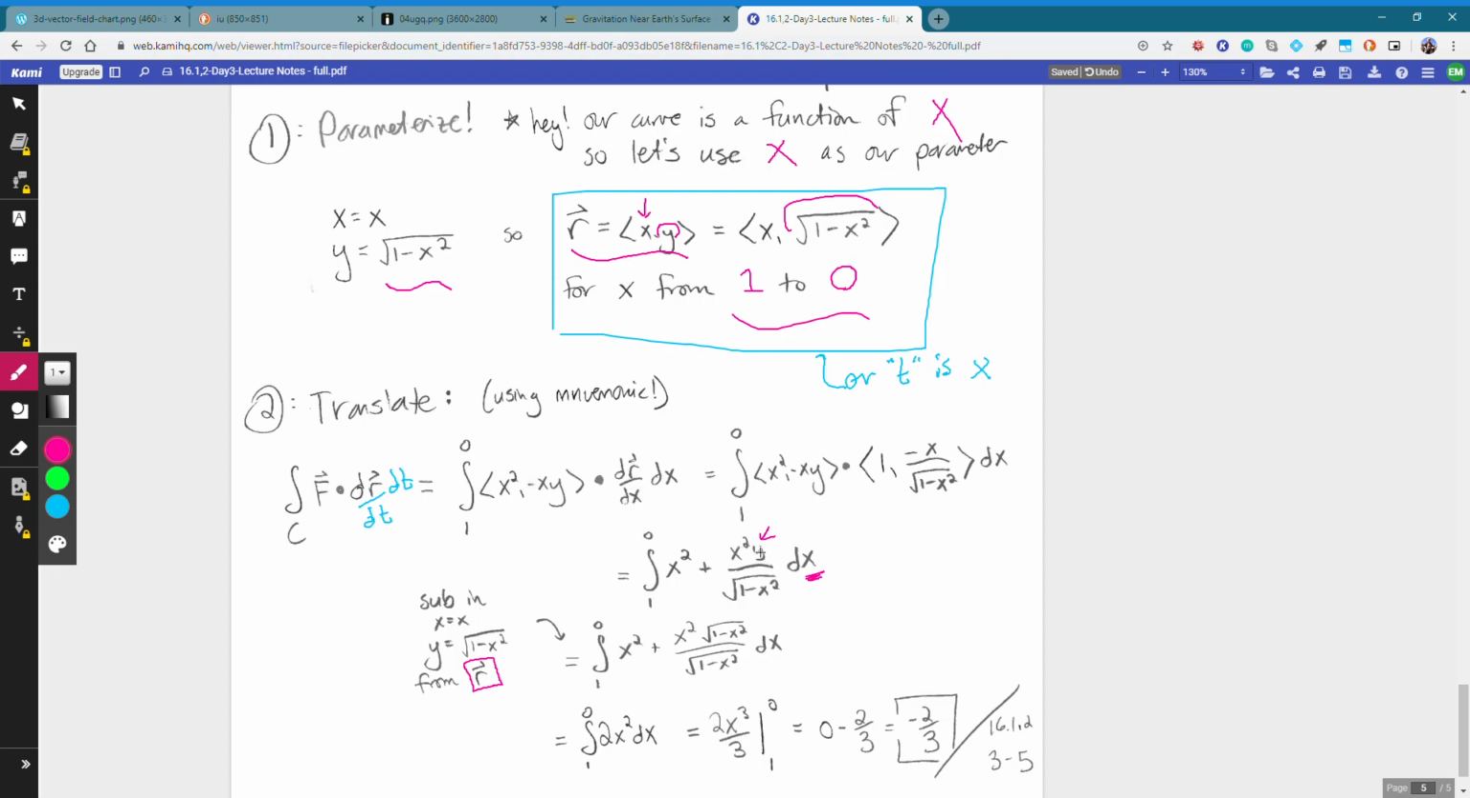And so making that adjustment, y becomes root 1 minus x squared, and notice, very happily, that cancels out with the square root in the denominator. We're left with x squared plus x squared, so 2x squared, and we can very quickly integrate and see that we do indeed get that same negative 2/3 that we got above.